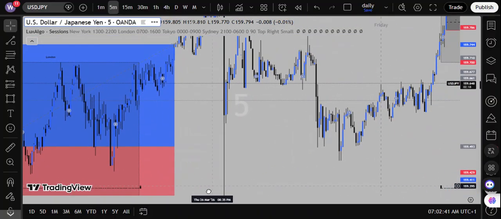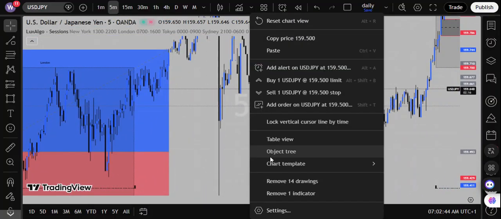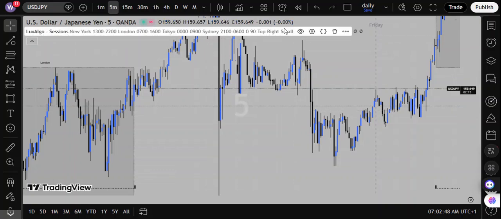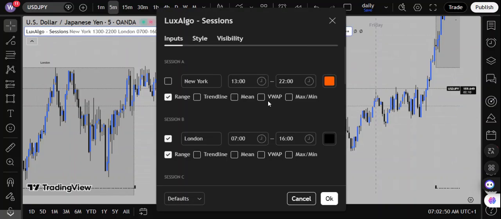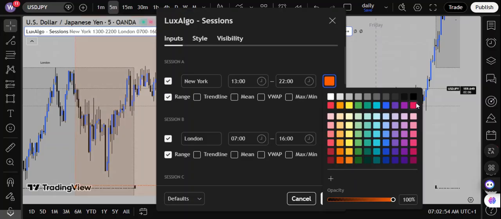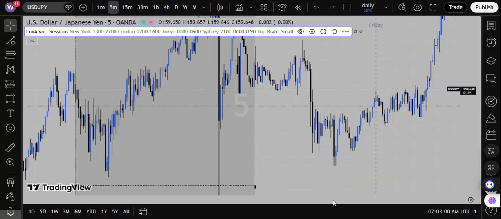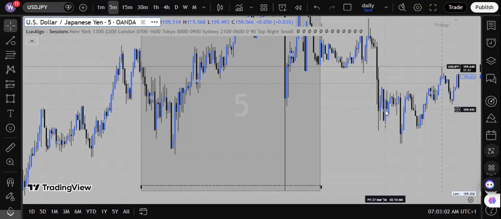So the same concept applies to the New York session. So let me take out all of this and just mark the New York session alone. I'll just show you. I'll not be going deep into that. I'll just show you how it works as well. Taking out London session. Now this is the New York session.